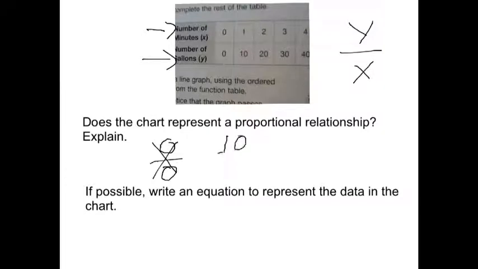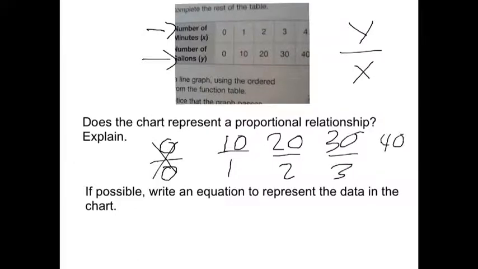So we're going to put 10 over 1, 20 over 2, 30 over 3, and 40 over 4. So we're putting the outputs, number of gallons, over the inputs, number of minutes. We're reducing all of those to see if they're equal, and to see if they're equal, most of the time we have to reduce them. And we notice that they all reduce to 10 over 1, or 10, which means our constant of proportionality, or our K, is going to be 10 or 10 over 1.